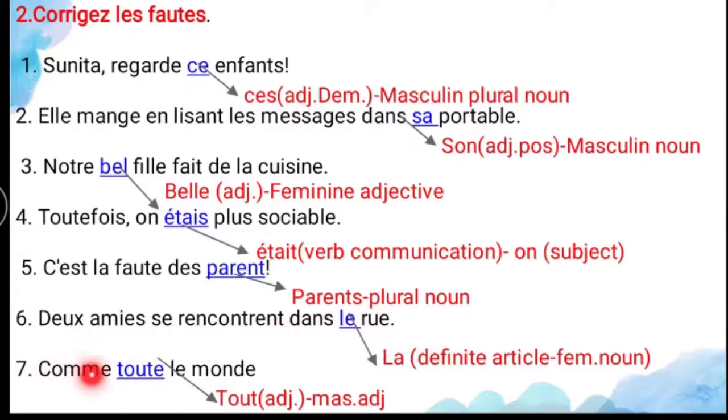And the seventh one is "Comment tout le monde." So, how is everyone? Here the adjective is what? Tout means what? Everyone or all. So here the noun is what? Feminine. Sorry, the adjective you have to change into what? Tout, T-O-U-T. And this tout is used for the feminine adjective. So you have to change it to T-O-U-T-E.